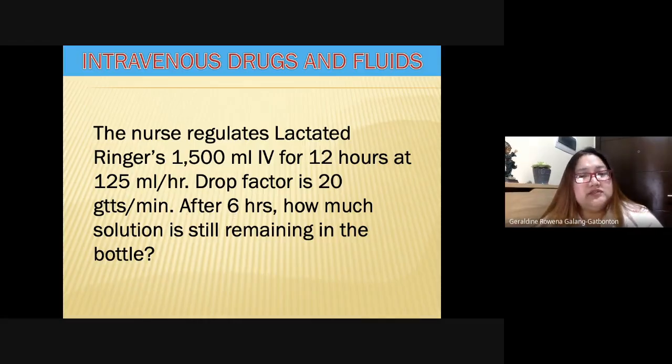Okay? Or if you just look at the scenario, simply common sense, 6 na oras ay kalahati ng 12 hours. So kung kalahati yan, ano rin ang kalahati nito? So yun yung mga minsan, kailangan mo lang intindihin yung tanong. Okay?